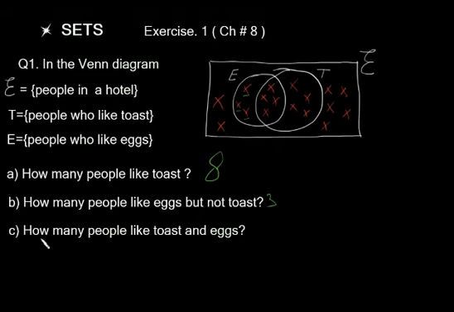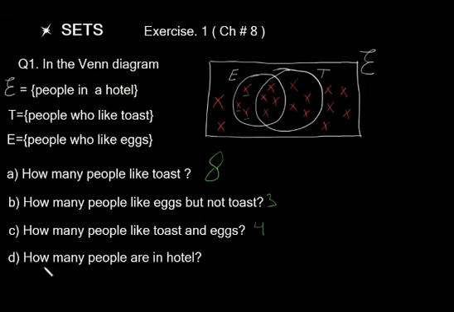Right, so in part C it says how many people like toast and eggs. So it means that he's asking for the common area, the intersection of eggs and toast. So this is the area which is intersecting or common between E and T. So 1 2 3 4, it means that 4 people like eggs and toast.